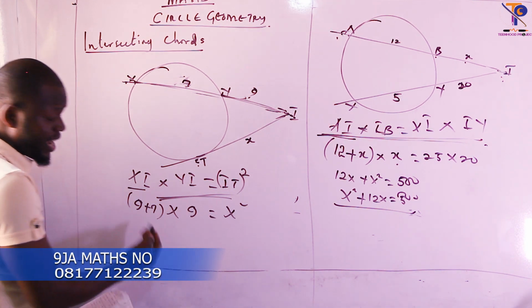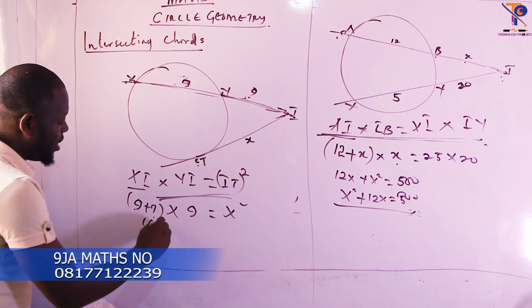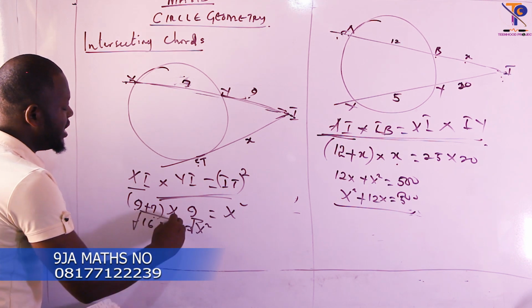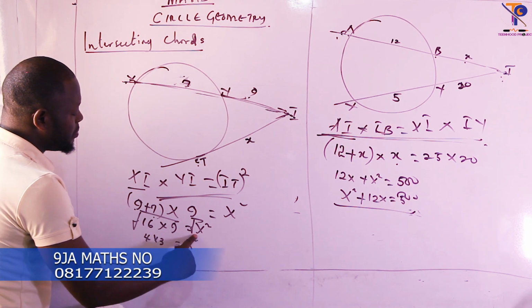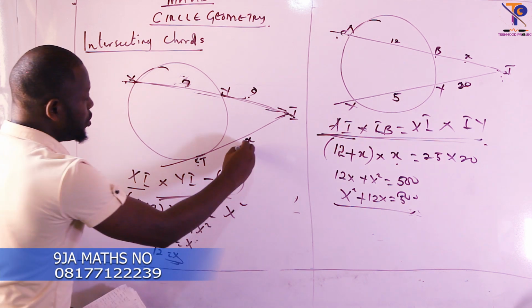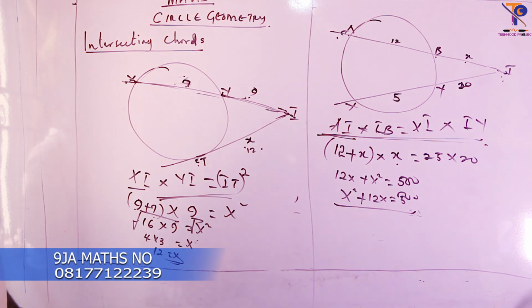So interesting, I think I got this right. So 9 plus 7 will be 16, multiplied by 9, is equal to x squared. When you root this side, this is going to be 4 and 3. So my x will be equal to 12. So this one is equal to 12. Those are the things.